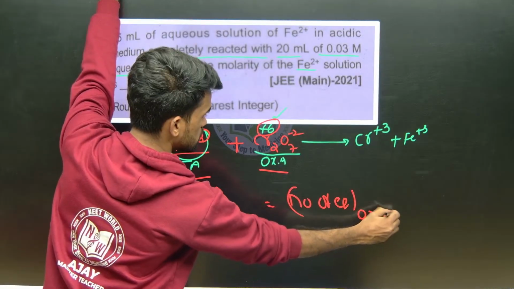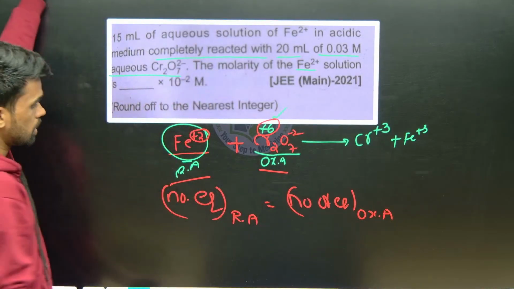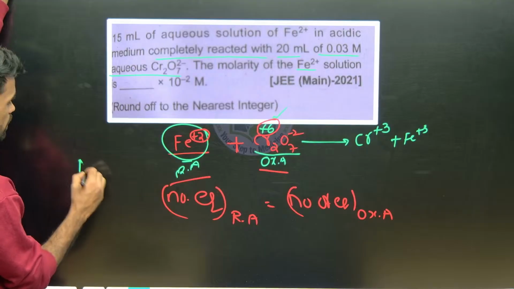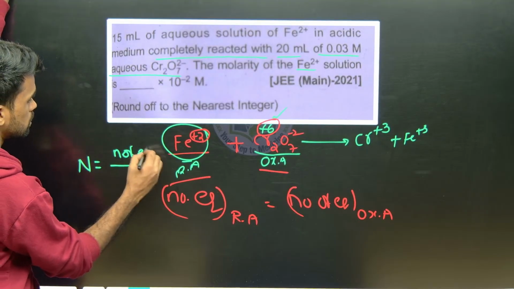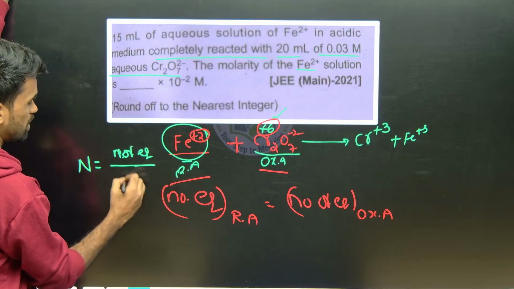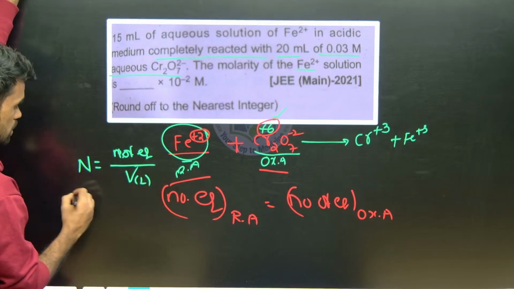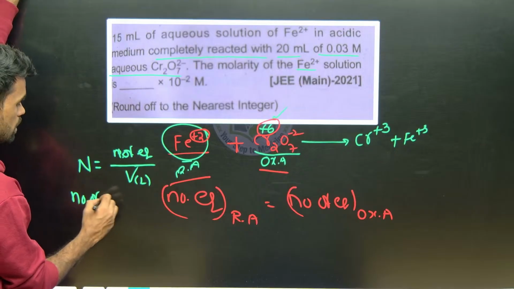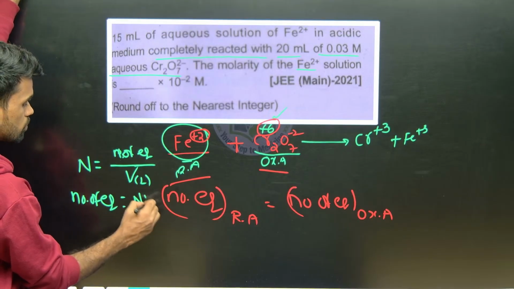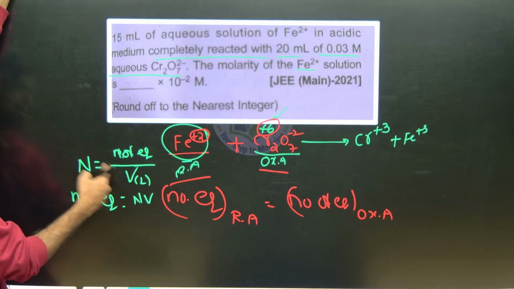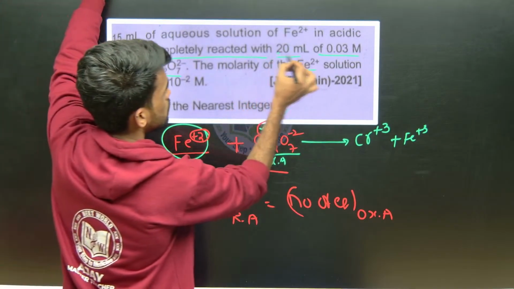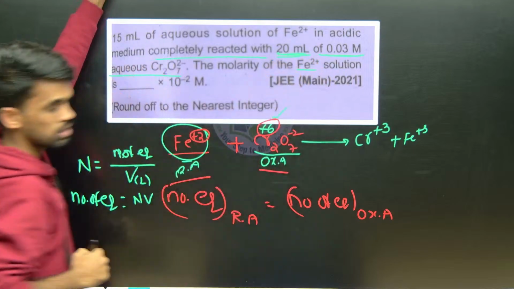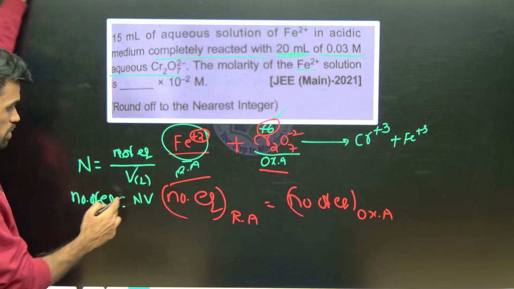By taking this, you have a normality formula that gives the number of equivalents by volume, which should be in liters. So the number of equivalents is written as N into V. Now why are we doing this? Because they have given molarities and volumes. That's why I am taking this formula.